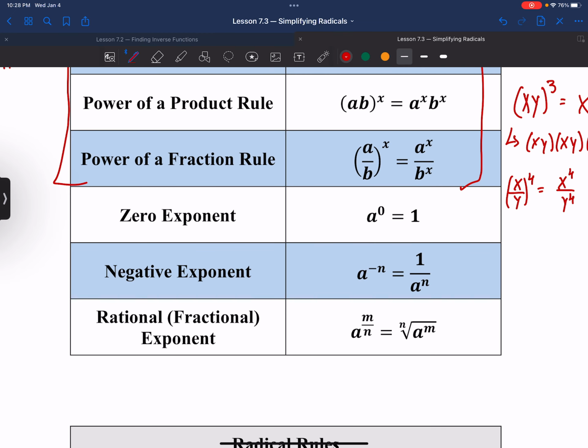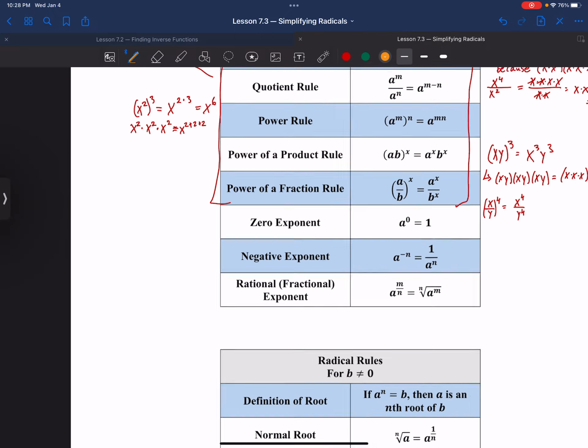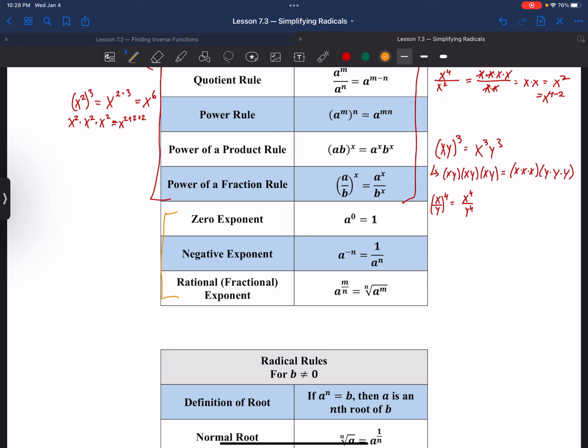So I'm going to focus on these 3 now because you may not have seen these before, and if you haven't, this is important. So I might even put a little yellow thing. You may not know these. Okay, so the zero exponent rule basically says when I have a base raised to the power of 0, that equals 1. And this is true for all numbers.